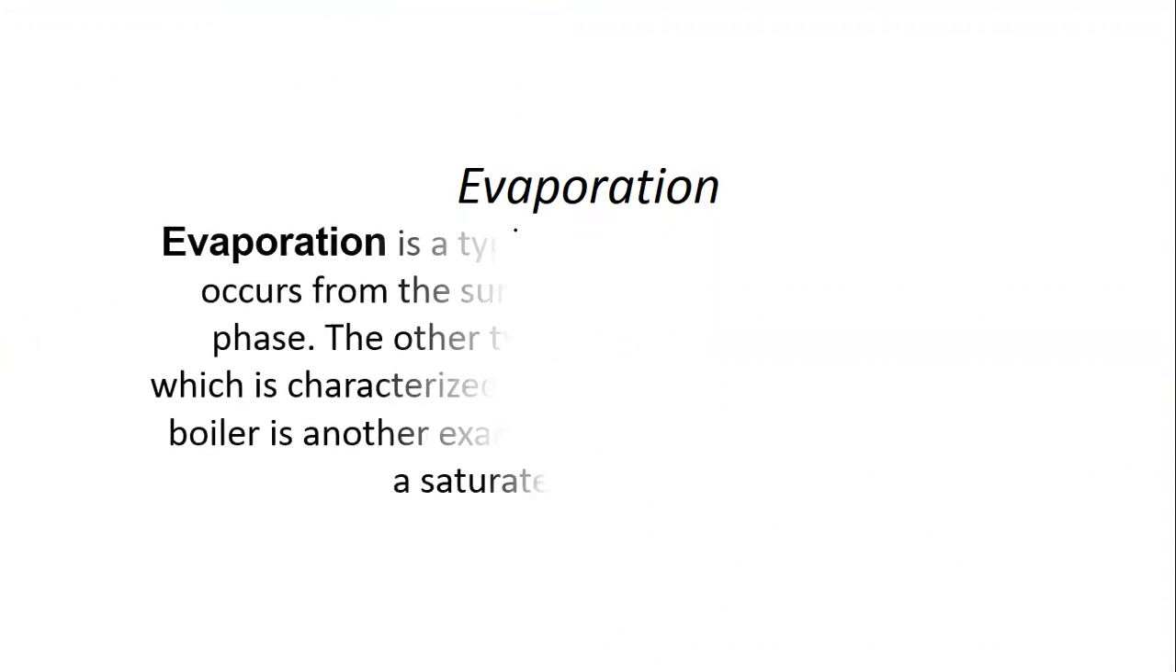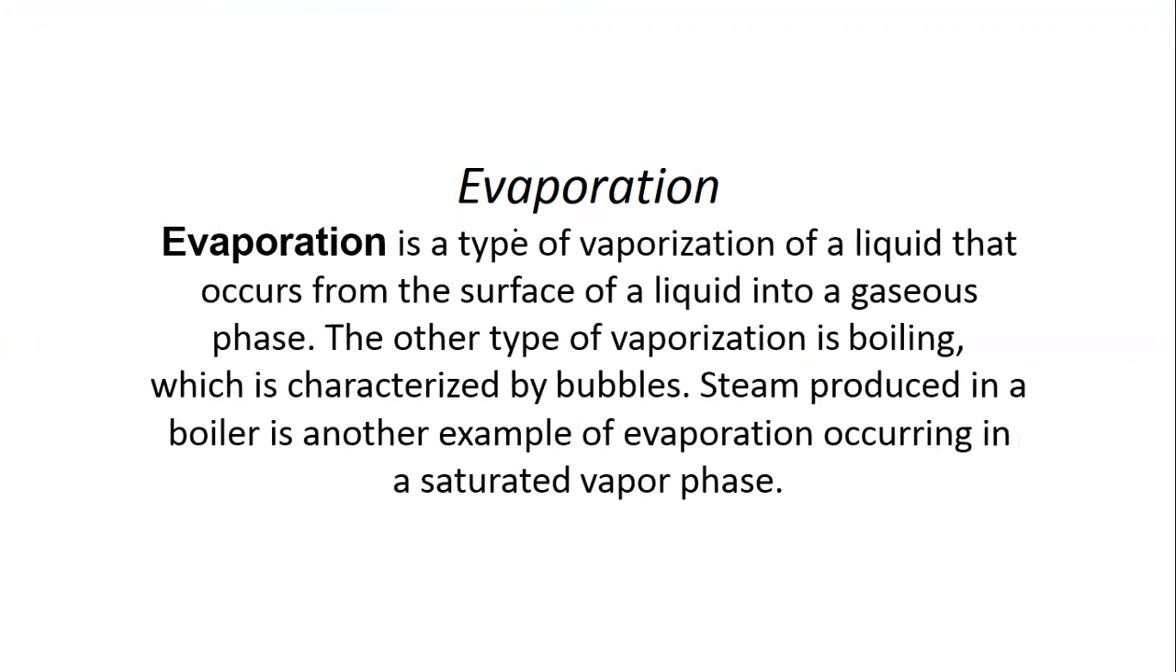Now let's talk about evaporation. Evaporation is the change of a liquid from the surface of the liquid into a gaseous phase. The other type of vaporization is boiling, which is characterized by bubbles. Steam produced in a boiler is another example of evaporation occurring in a saturated vapor phase.